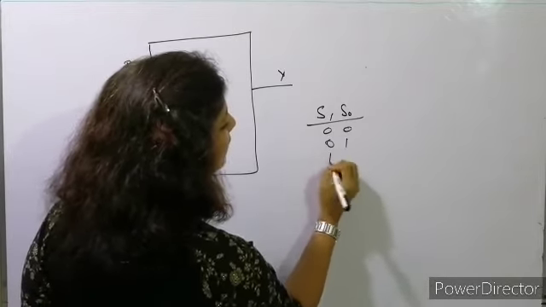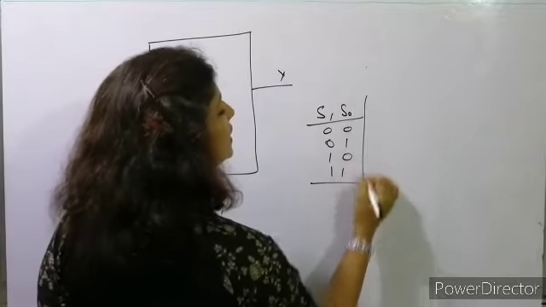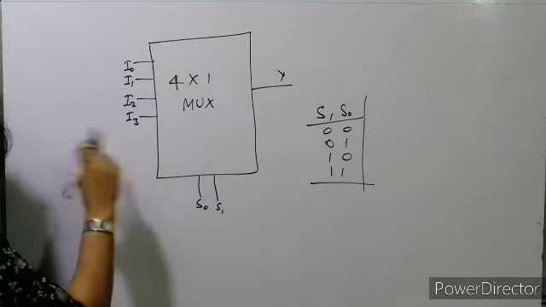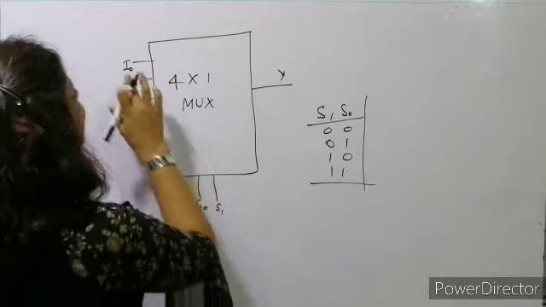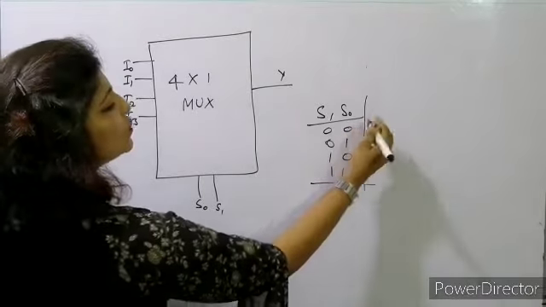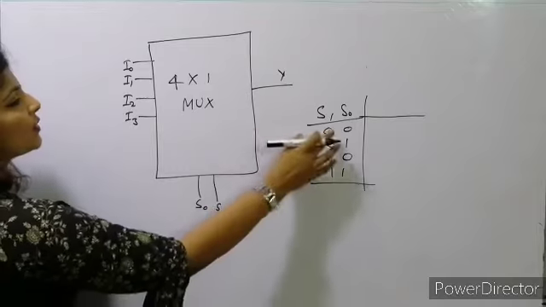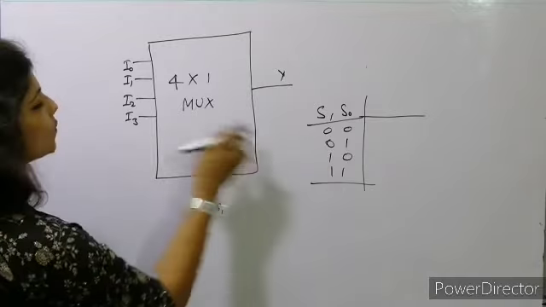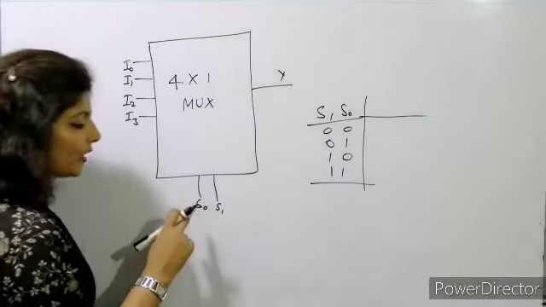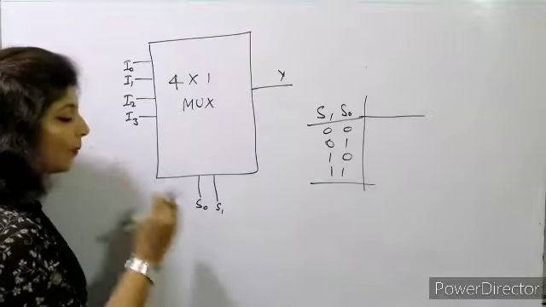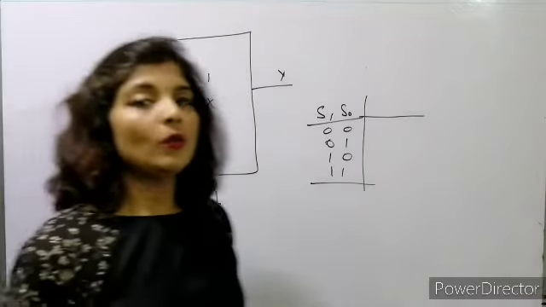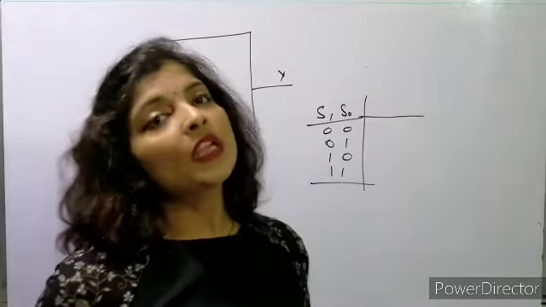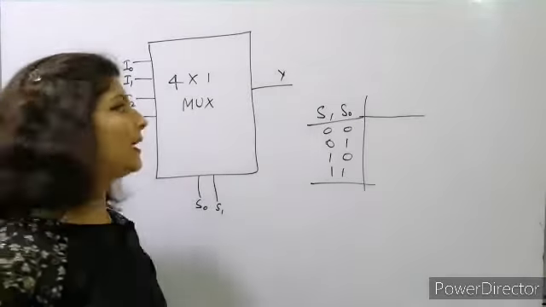0 0, 0 1, 1 0, 1 1, right? So for these lines, it will select whichever input sits there. Like for I0, the first select line will be enabled; for this one, the second select line; for this one, the third. So it matters what the values are at S0 and S1, what the bit combinations for the select lines are. That will determine which input will be selected.